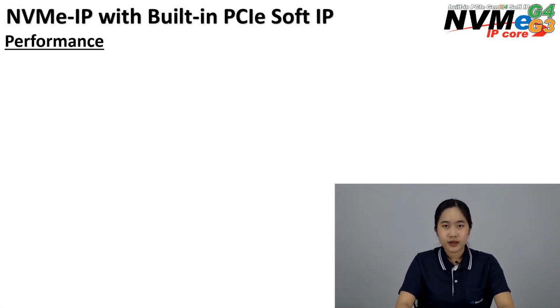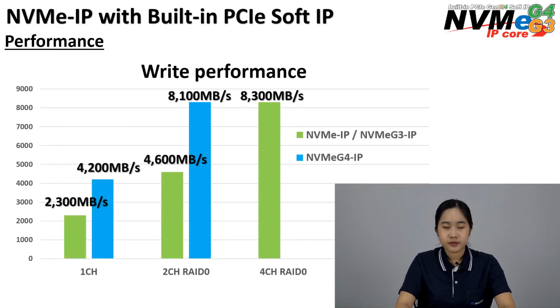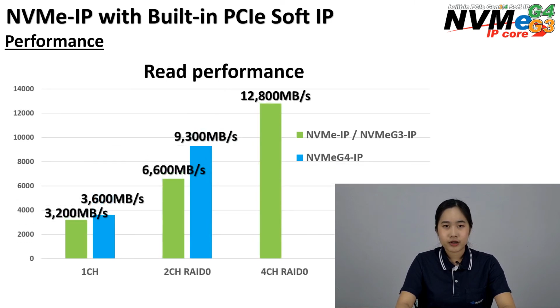For the performance, the transfer speed for transmitting data of NVMe Gen3 is 2,300 MB per second, while Gen4 can perform 4,200 MB per second and can be multiplied by the number of channels. So do the read performance. NVMe Gen3 can perform reading data from SSD with 3,200 MB per second, while Gen4 can perform 3,600 MB per second. And this is the same performance as the PCIe Hard IP version.